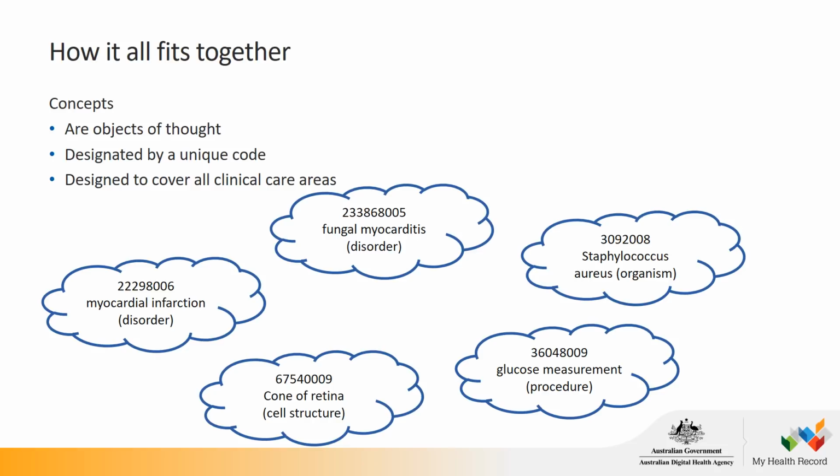Starting on the left, we have myocardial infarction, which is a disorder concept that lives within the clinical finding hierarchy. It has an ID, which is the unique code to help machines identify it, and a human-readable description. Moving clockwise, we have another disorder concept, fungal myocarditis. Then we have an organism concept, Staphylococcus aureus. Then we have a procedure concept, glucose measurement. And finally, we have a cell structure concept, cone of retina.